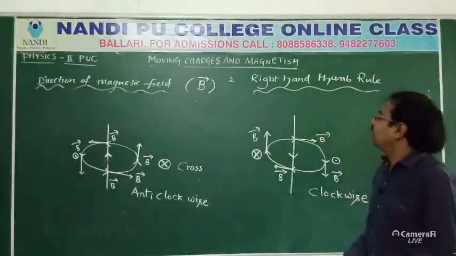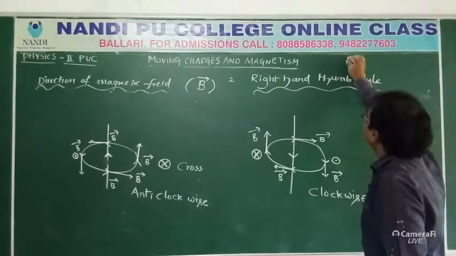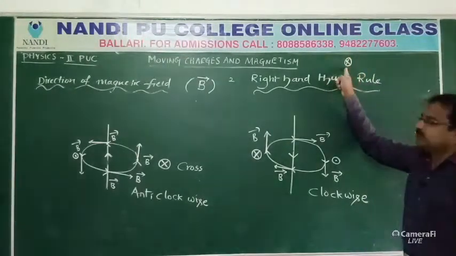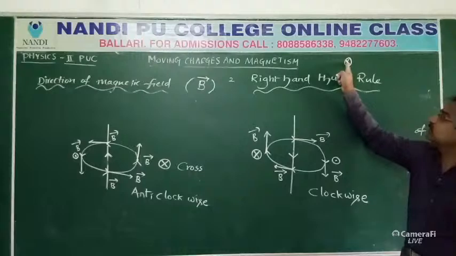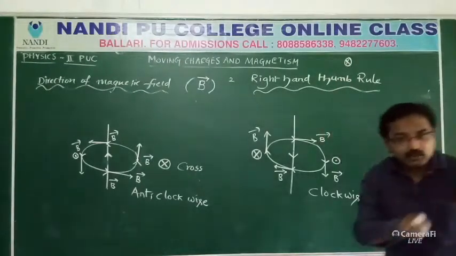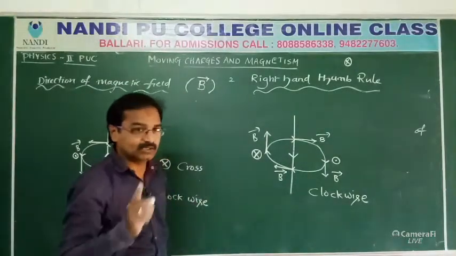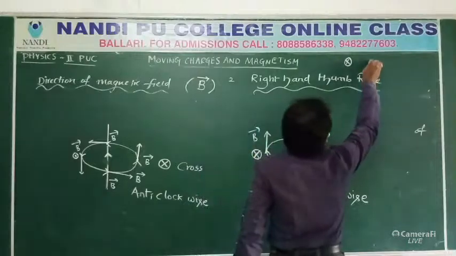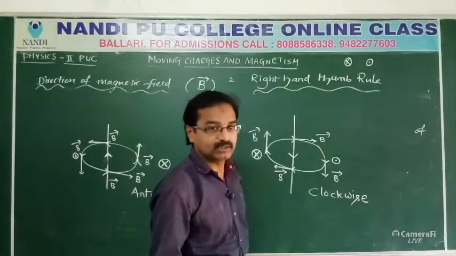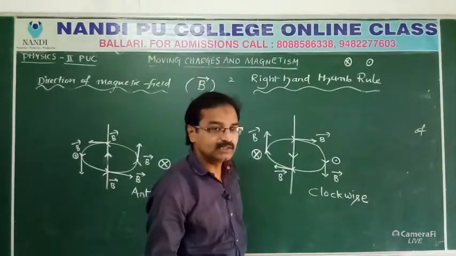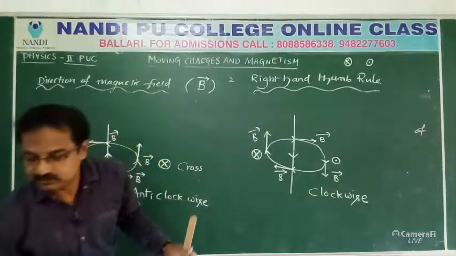Okay, children. So what you have to remember is these symbols. This symbol indicates that the direction of the magnetic field is into the board, into the plane of the board and perpendicular, and this symbol indicates the magnetic field is out of the board, means out of the plane of the board and perpendicular. Okay, so this is very important, children.